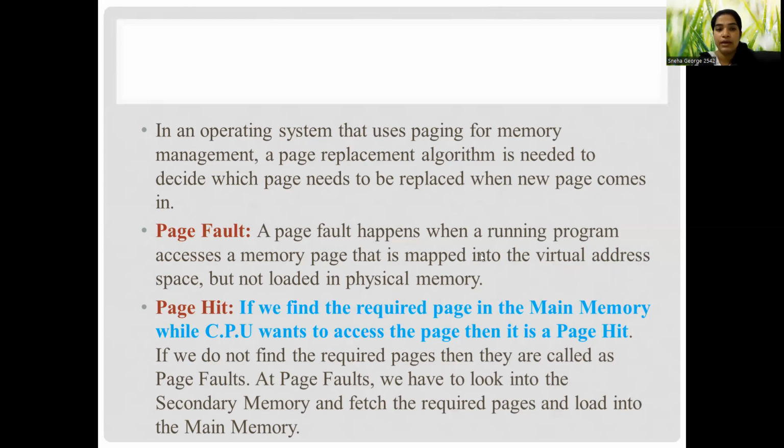Here in the slide, I'm explaining again what a page fault and a page hit are. A page fault is when a running program accesses a memory page that is mapped into the virtual address space but not loaded into the physical memory. Simply, if a CPU wants to execute a page and it is not found in the main memory, we call it a page fault. Page hit means you find the required page in the main memory when the CPU wants to access that page.